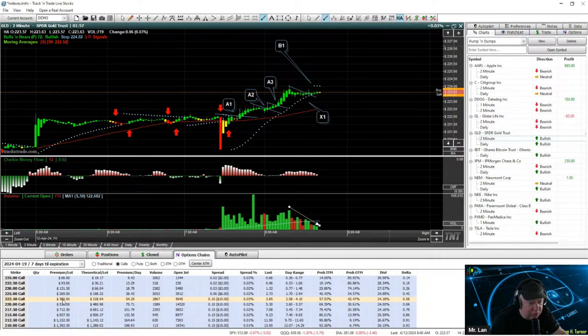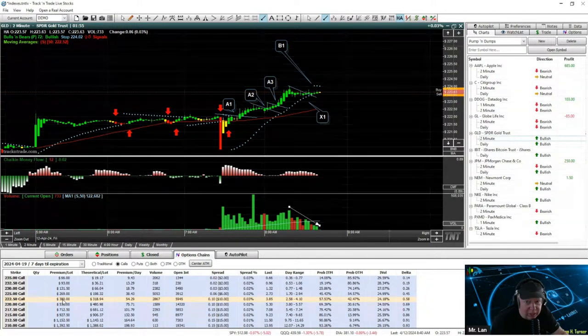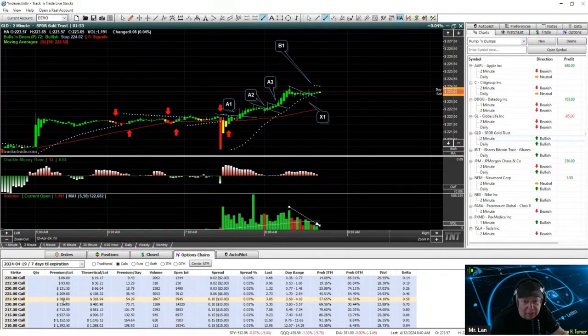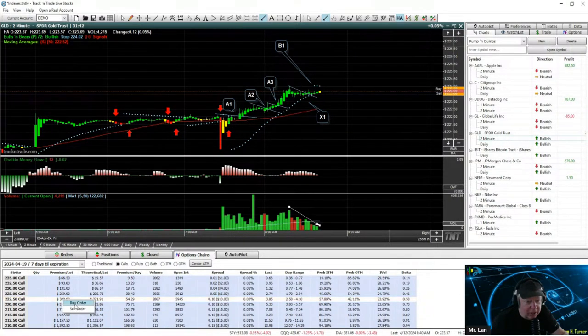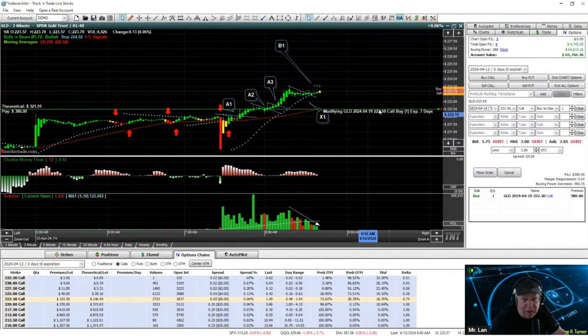Theoretical value is 318. We're paying 380. We're paying a little premium for it today. That means they're bullish on the market. Right? If the Kelly Blue Book is saying that the option is worth 320 and it's 380, let's buy one. Let's buy one. It's starting to try to move higher.